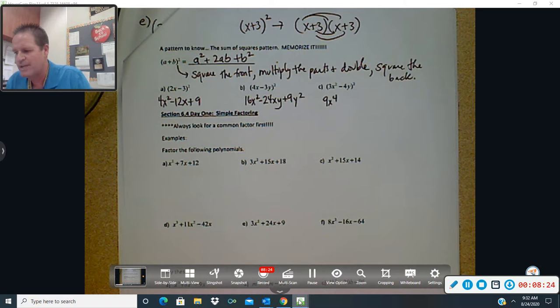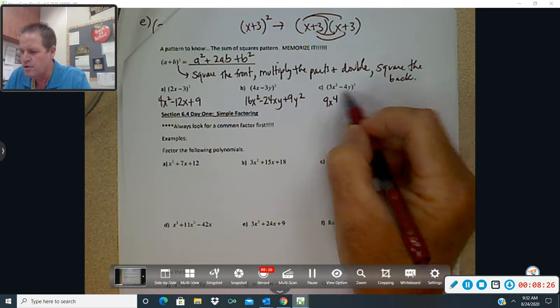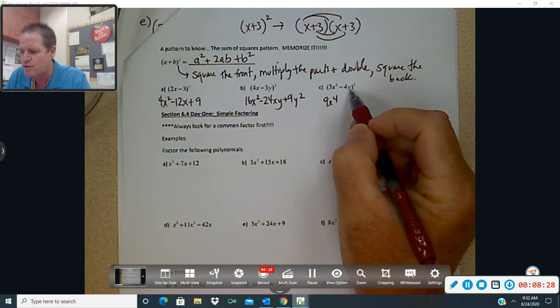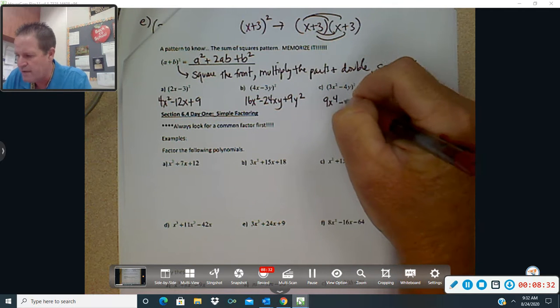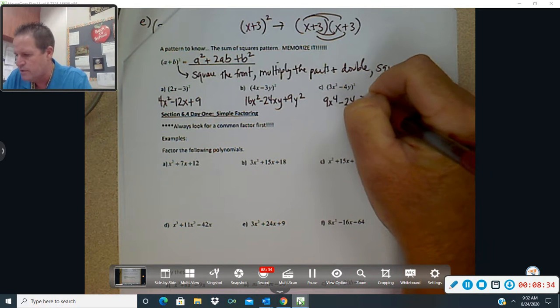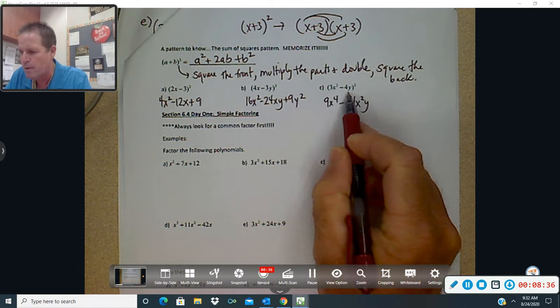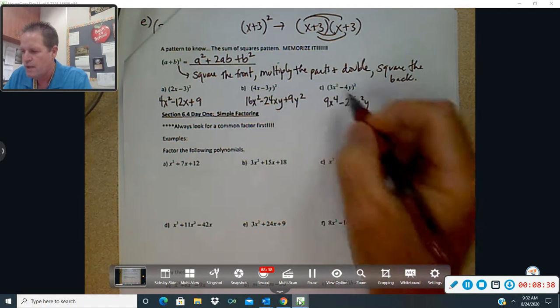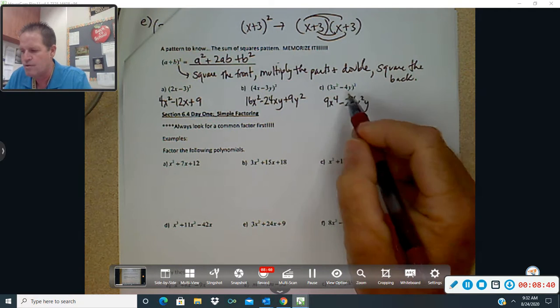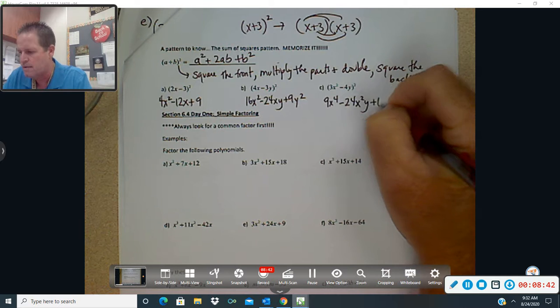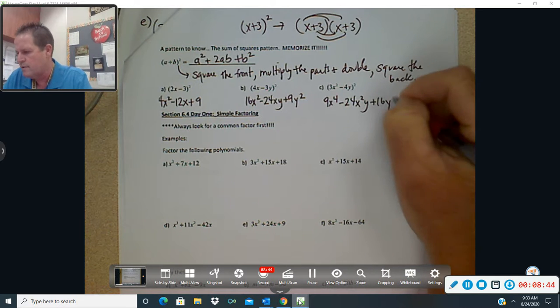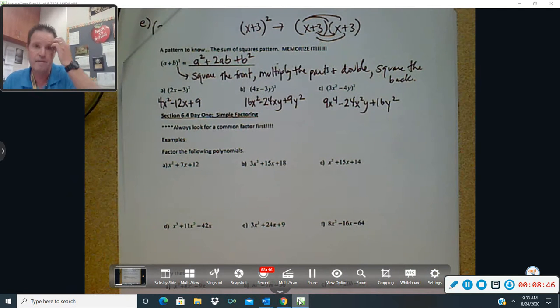You're multiplying those exponents. Multiply the two parts together, that makes negative 12x squared y, and double, so you're going to have negative 24x squared y. Again, multiply the parts, and then double. Lastly, square the back. If I square negative 4, I get positive 16y squared. And there you go, you have it.